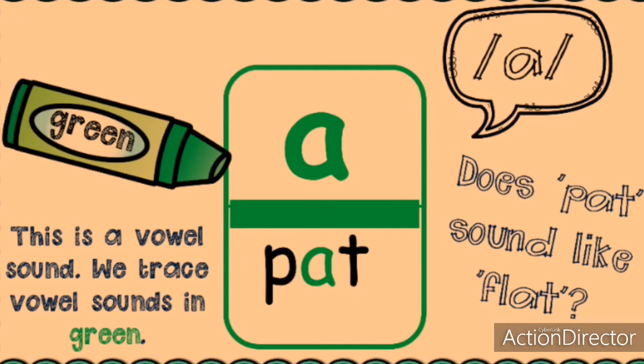This is a vowel sound. In this lesson, and as we proceed with different lessons, we will always trace vowel sounds in green. In my code chart, I should put my vowel sounds in green color. Here's the first vowel sound, ah, the short vowel, ah. Parts.